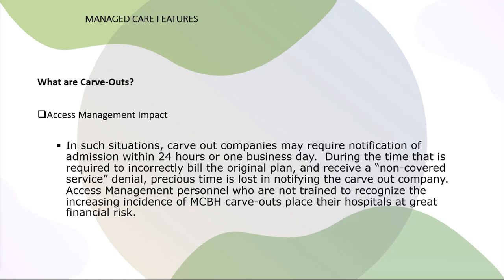In such situations, carve-out companies may require notification of admissions within 24 hours or 1 business day. During that time, it is required to correctly bill the original plan and receive non-covered service denials if the wrong plan has been notified, which results in precious time being lost in notifying the right carve-out company. Access management personnel who are not trained to recognize this are increasing the incidence of incorrect notification, and that poses a financial risk.